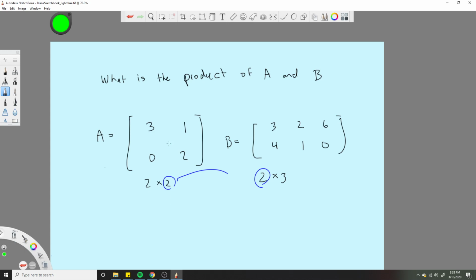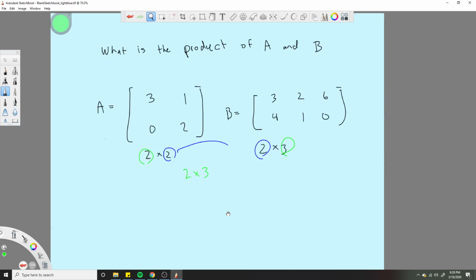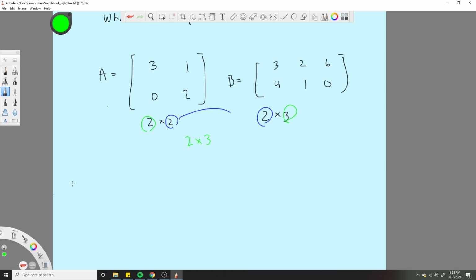And the dimensions of this product will be the outer ones. So we're going to end up with a 2 by 3 matrix, and we will call that matrix C, which is equal to AB. So, I'm doing red here.